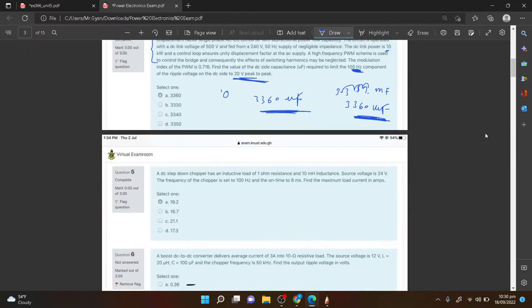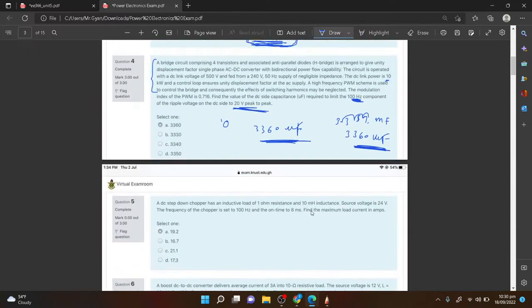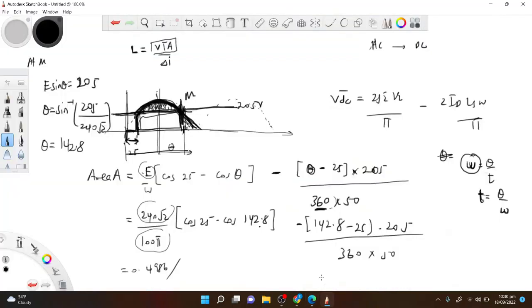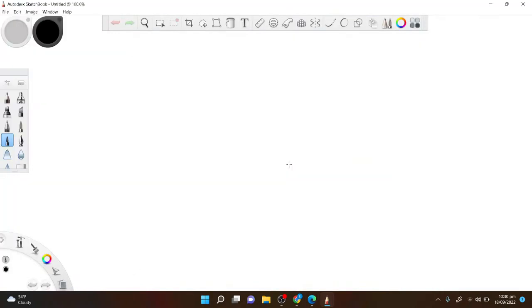Now let's move on to this question here. A step down chopper. Now a DC step down chopper is the same as a forward converter, or a step down converter. All right, so that's the first thing you must note. So let's try to sketch, let's try to draw what it is.